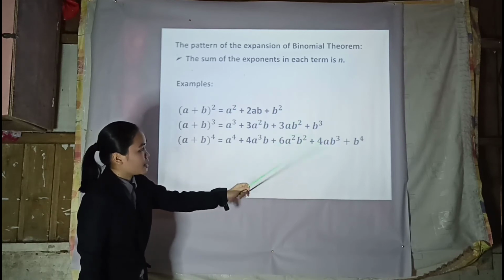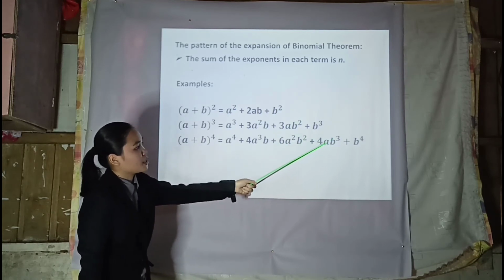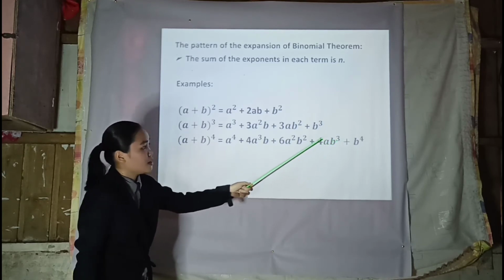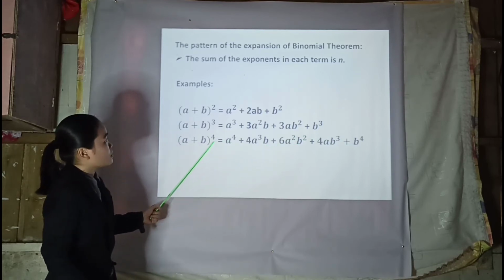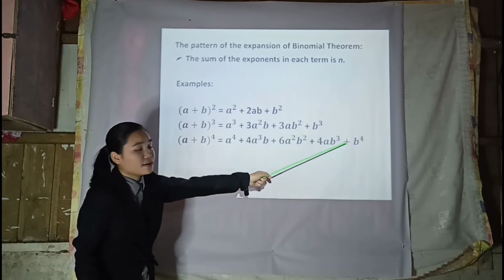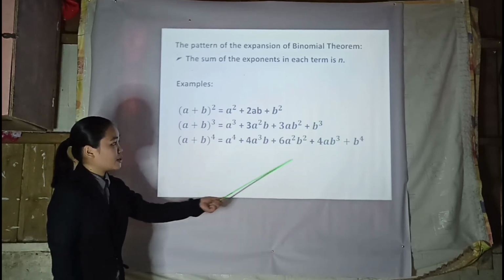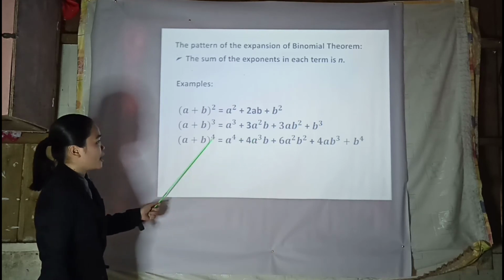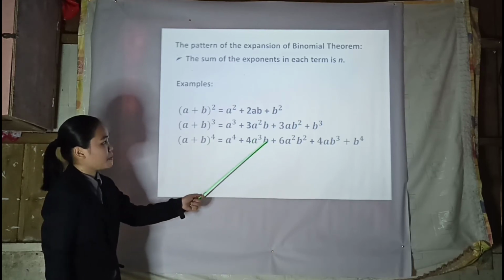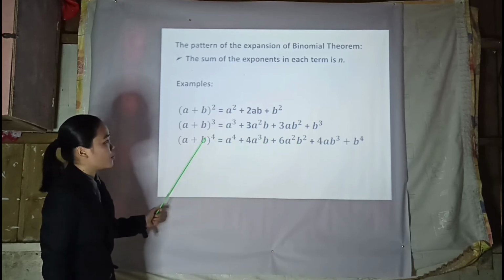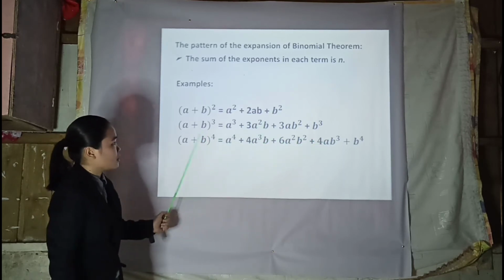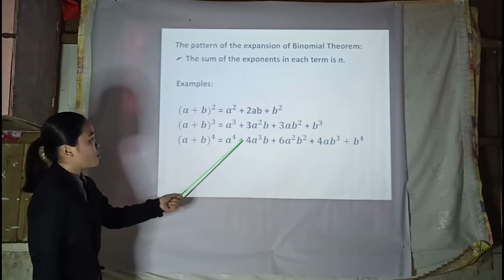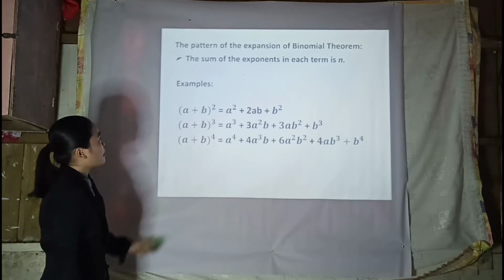In the next term, 4ab cubed, the exponent of a here is 1 plus the exponent of b, which is 3, is also equal to 4. Plus b raised to 4. As you can observe, the sum of the exponents in each term is equal to n, which is 4. 3 plus 1, 4. 2 plus 2, 4. 1 plus 3 is equal to 4. The first and the last term have the exponent of 4, so it is correct.